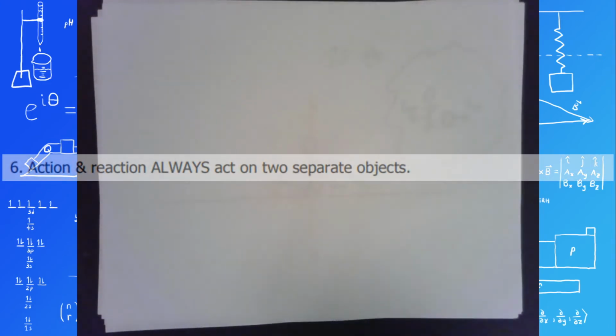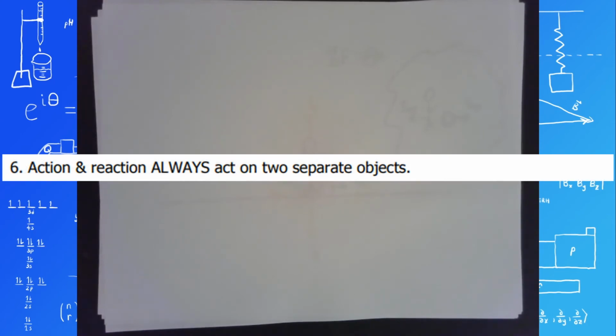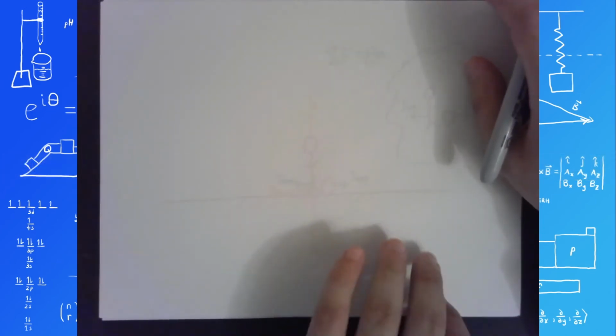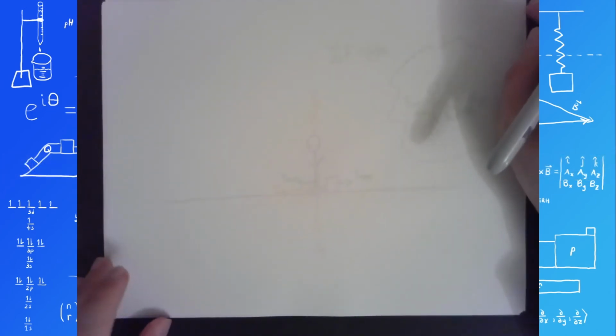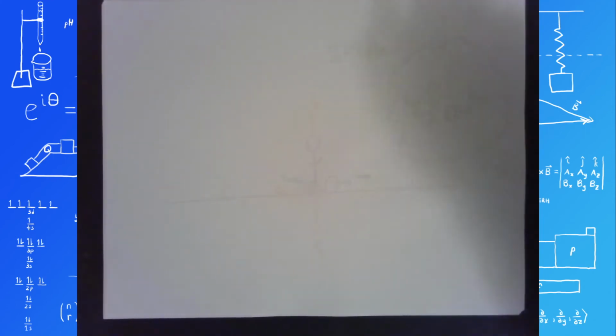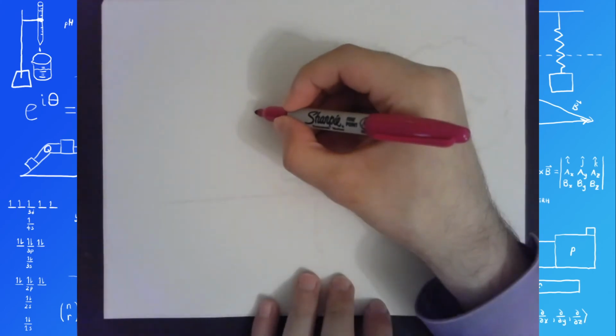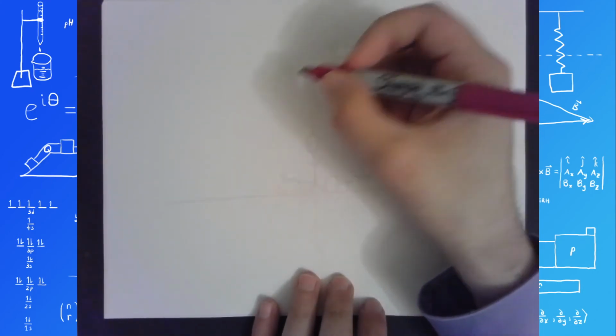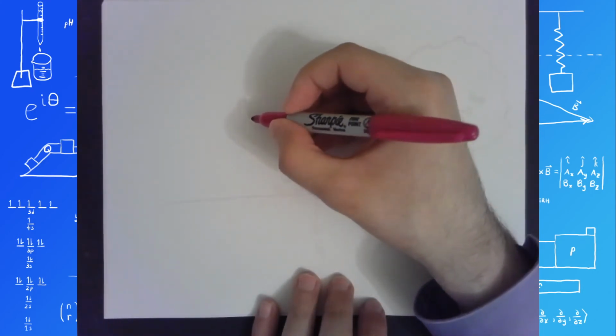Number 6. Action and reaction always act on two separate objects. Sometimes a student will wonder, well, if we take corollary number 1, which says that the reaction always exists, and we know it's always equal and opposite, how come they never cancel out? How come all the forces in the universe never cancel each other out? It's because they don't act on the same object.